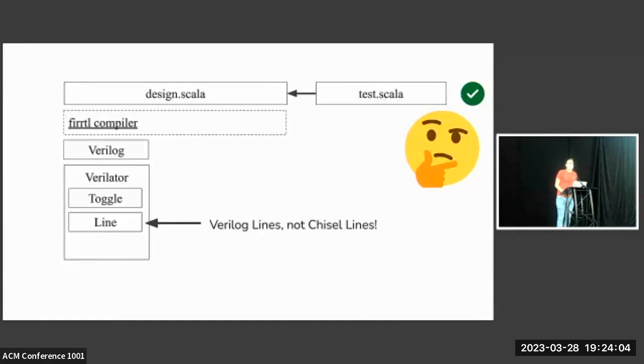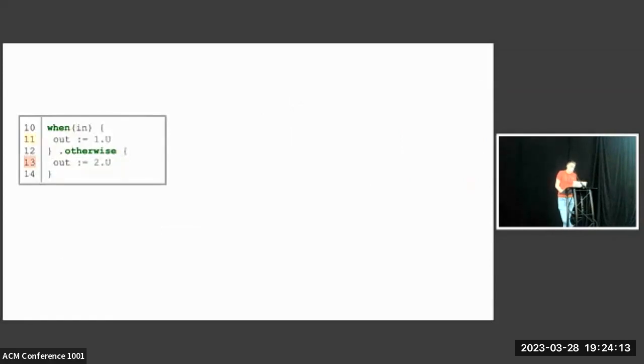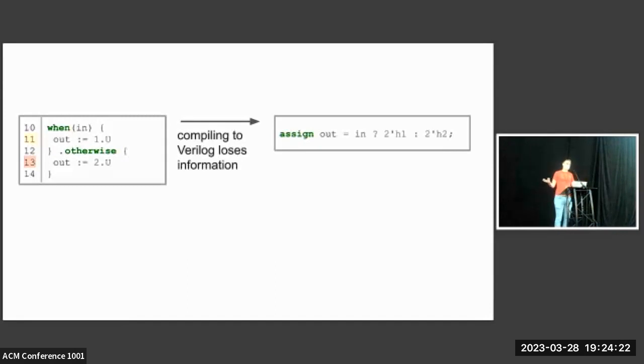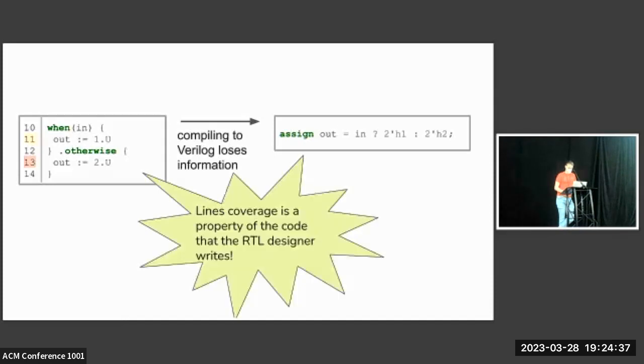However, there's a little problem here. The line coverage that we get is not the line coverage on the code that we wrote, it's the line coverage on the code that the compiler generated. This can be a problem, for example, in this situation where we have a very simple mux that's described with a when statement, which is essentially like an if. Here we see that this gets compiled down to a ternary operator in Verilog, which is totally fine. It maintains the semantics of the circuit. It's a correct compilation. However, it does change the meaning of line coverage, because now you have one line that's always covered versus two different lines that get covered depending on the value of the in signal. So line coverage is a property of the code that the developer writes, and it's not a good idea to do line coverage on the generated code from the compiler.